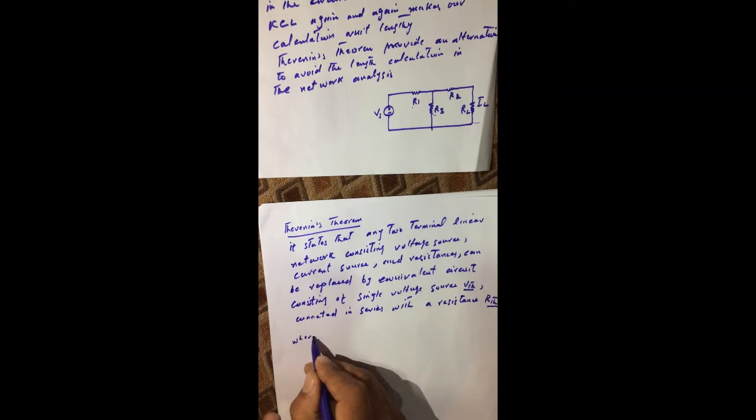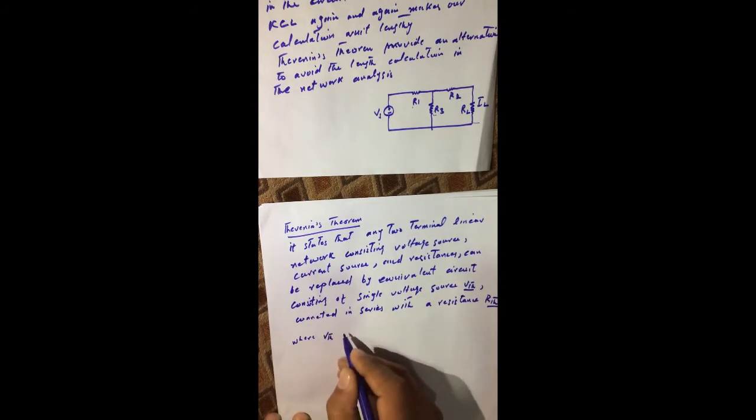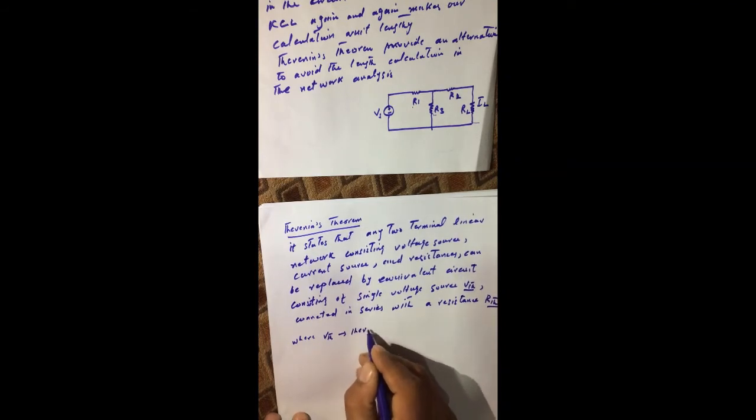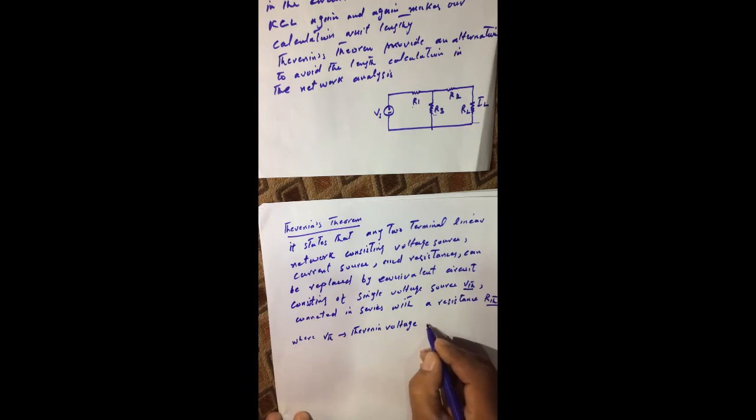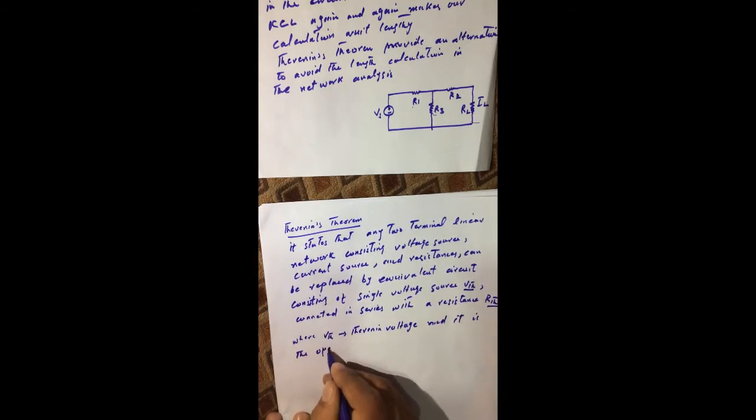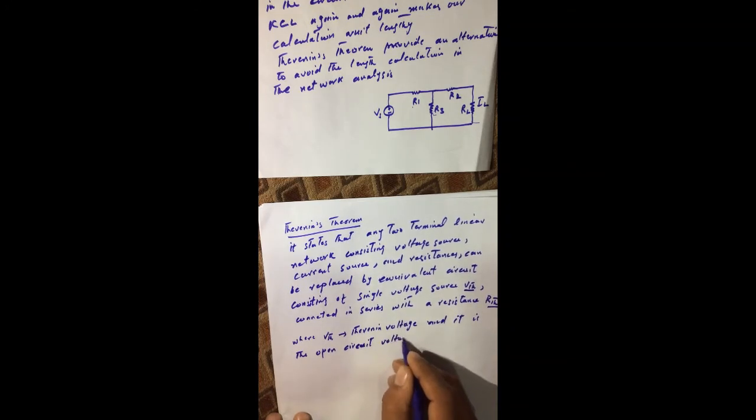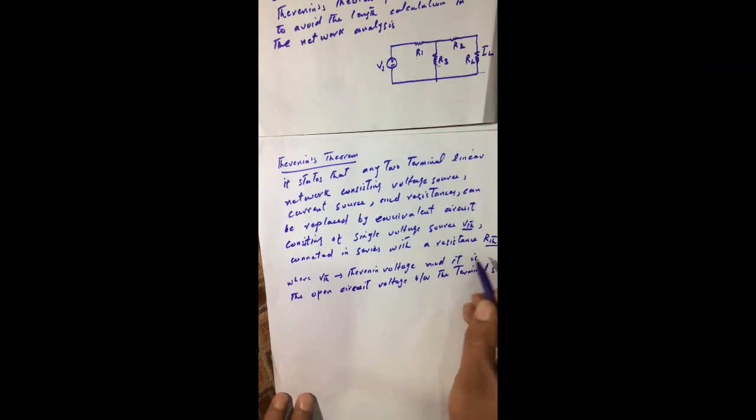VTH is the Thevenin voltage, and it is the open circuit voltage between the terminals. I will explain it after defining this term also.